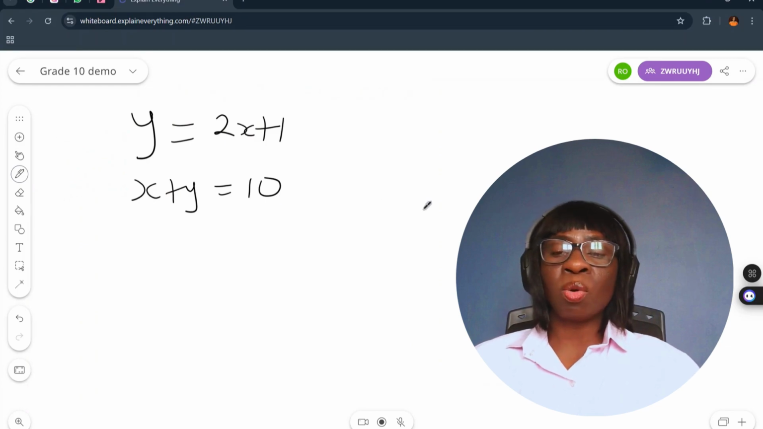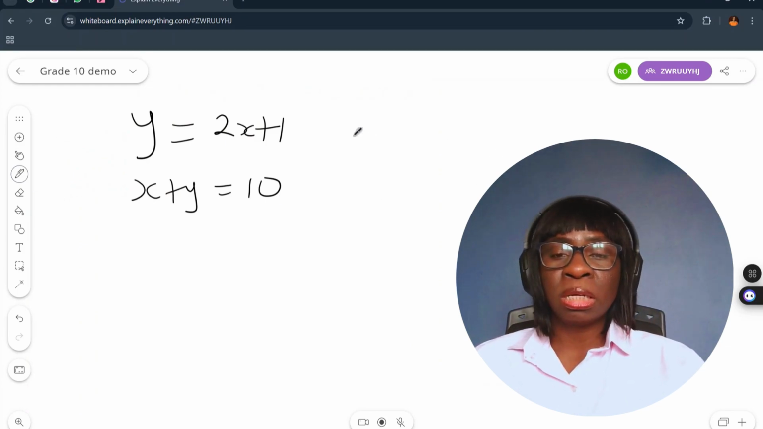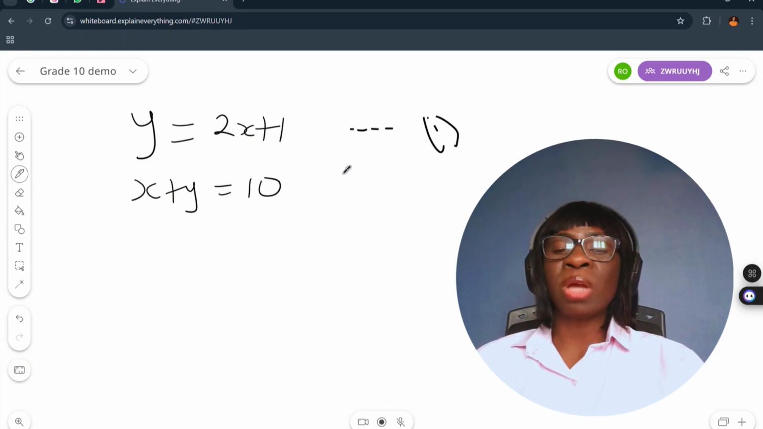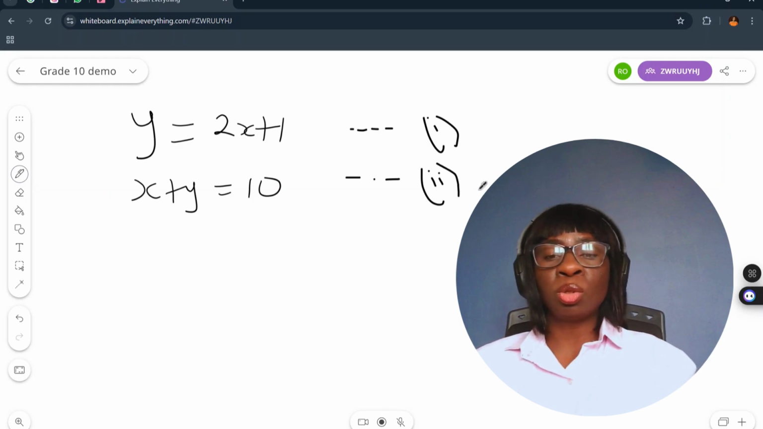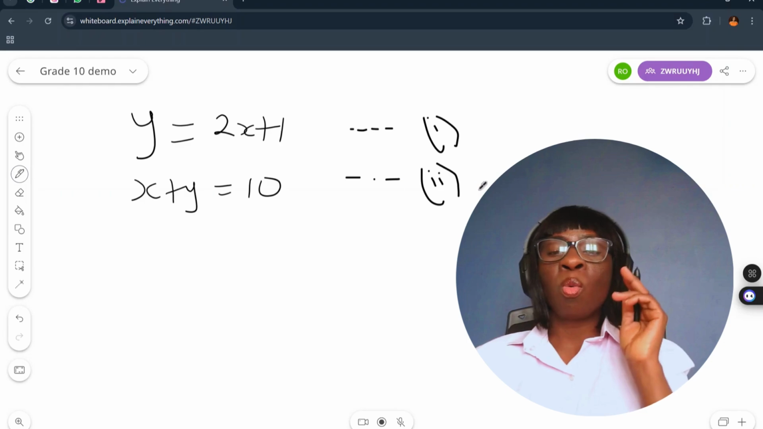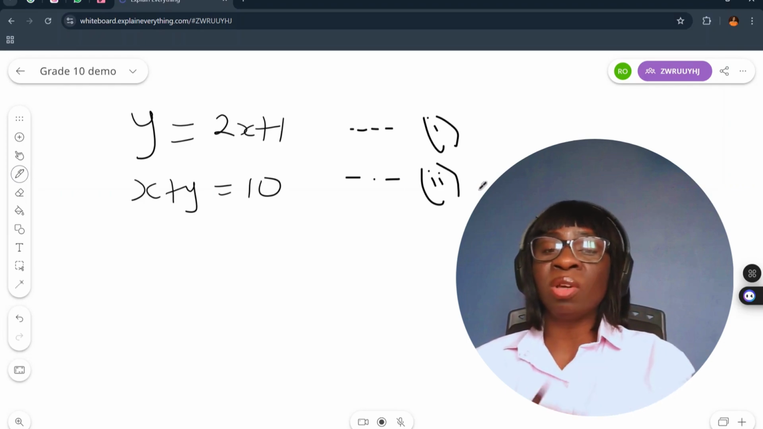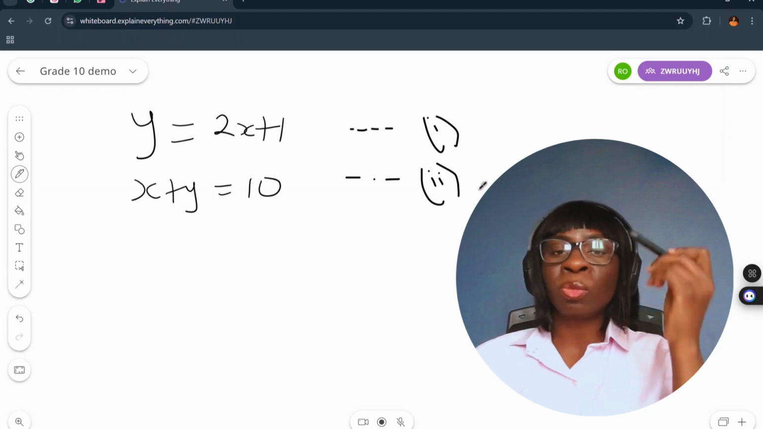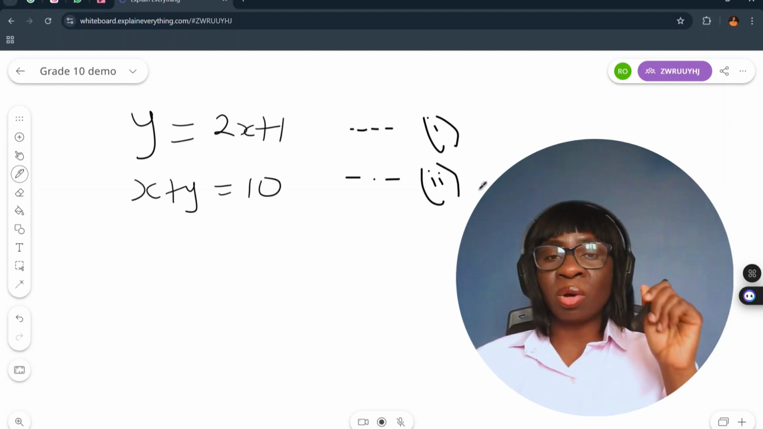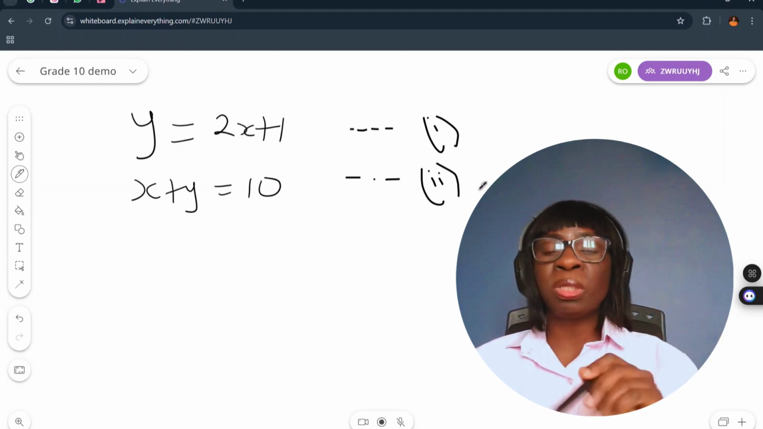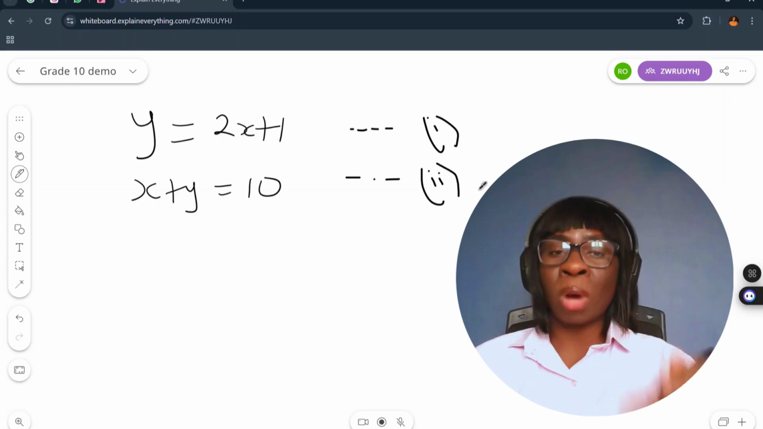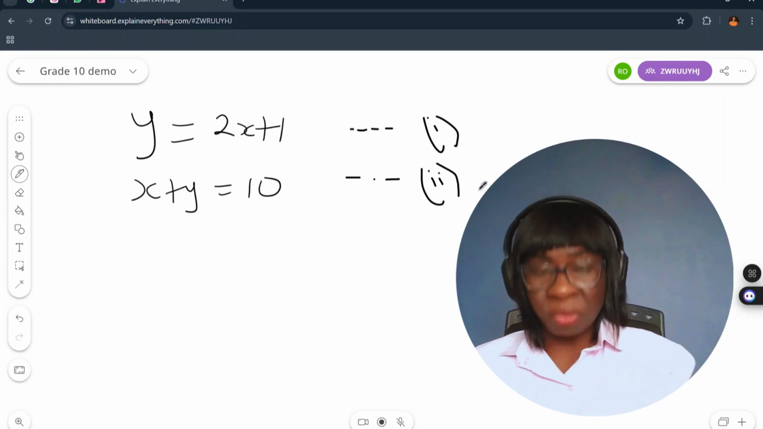We have y equals 2x plus 1. This is the first equation. Let's call it equation 1. And then we have x plus y equals 10. Let's call this equation 2. We are to use the substitution method. Now, we will substitute the value of y in the first equation into the second equation. So wherever we see y in the second equation, we will put 2x plus 1, since y is 2x plus 1 from the first equation.